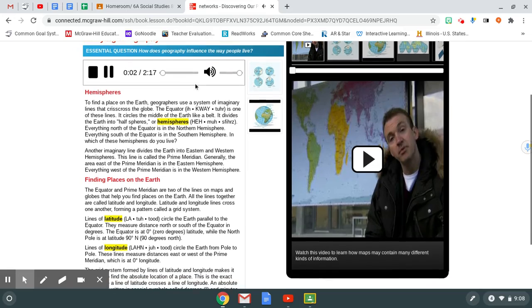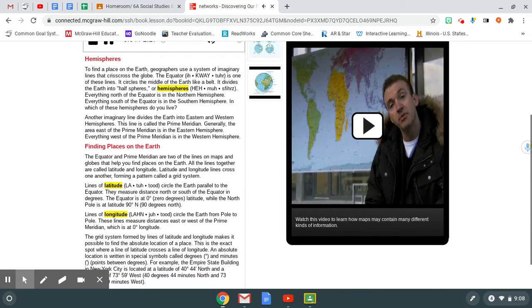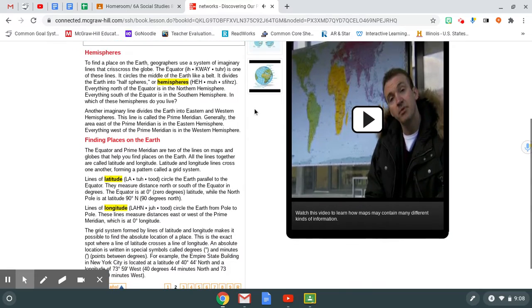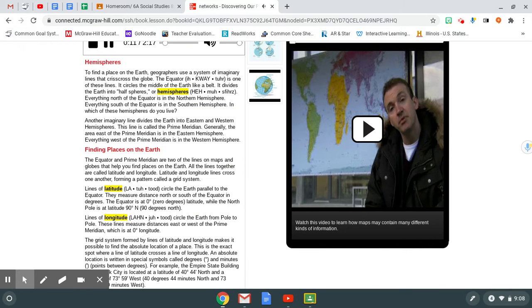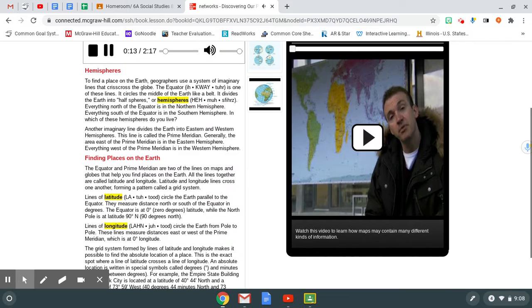Hemispheres. To find a place on the Earth, geographers use a system of imaginary lines that crisscross the globe. The equator is one of these lines. It circles the middle of the Earth like a belt. It divides the Earth into half spheres or hemispheres. Everything north of the equator is in the northern hemisphere. Everything south of the equator is in the southern hemisphere. In which of these hemispheres do you live?